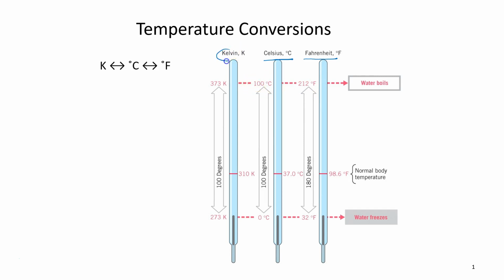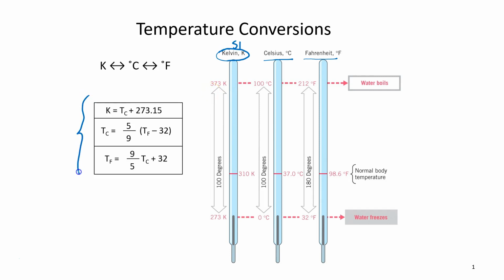But you might not be that familiar with the Kelvin temperature scale. And remember, Kelvin is the SI, the preferred unit for temperature. Notice that when we use Kelvin, we don't put a little degree symbol there. And water freezes at 273 Kelvin and boils at 373 Kelvin.